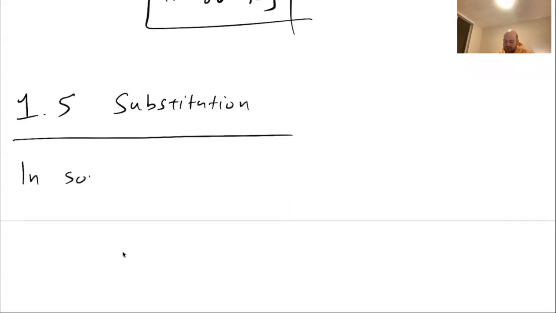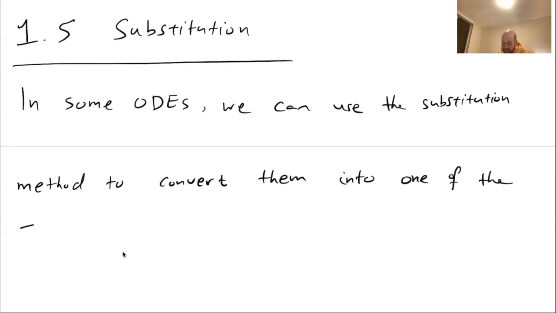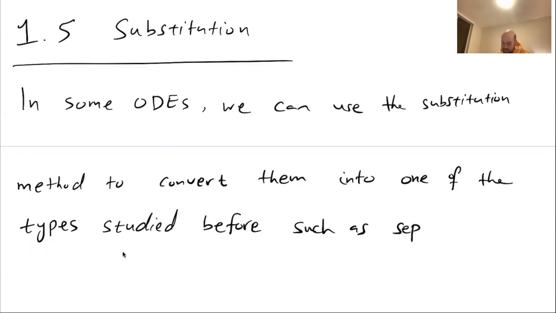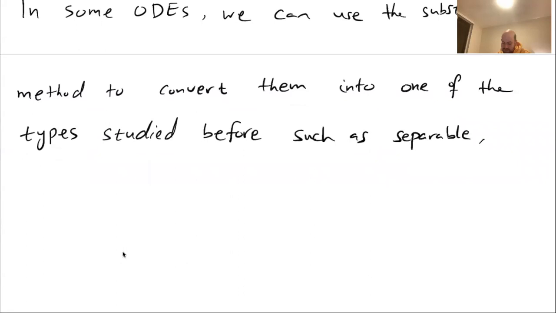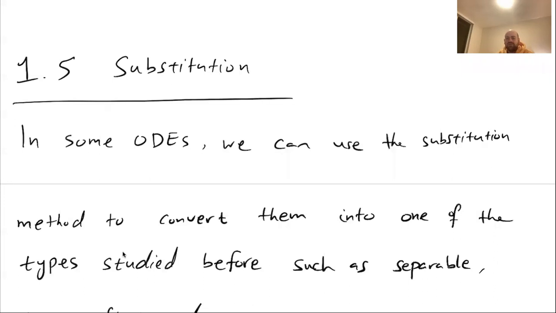So in some ODEs, we can use a substitution method to convert them into one of the types studied before, such as separable, linear first order, etc. We already have learned how to solve certain types of equations.